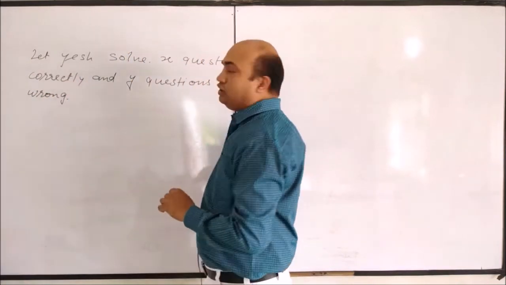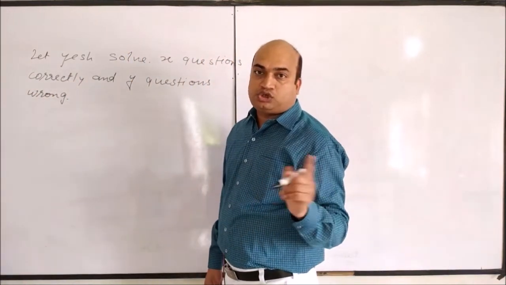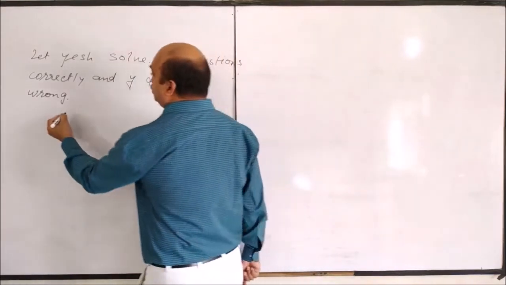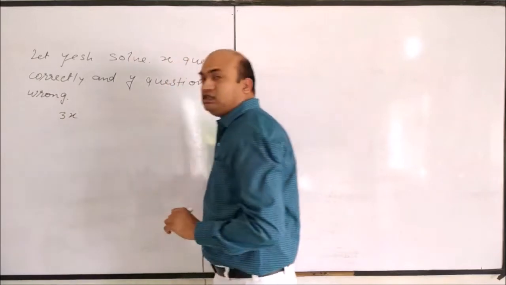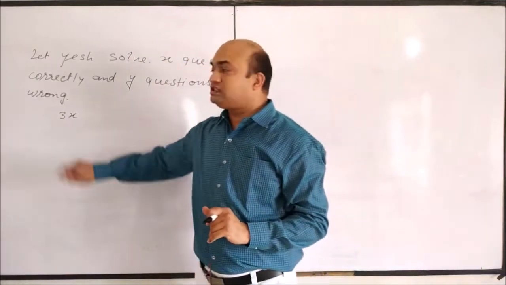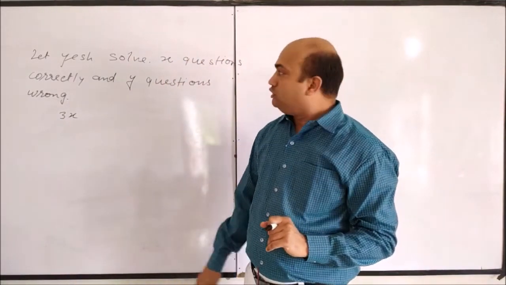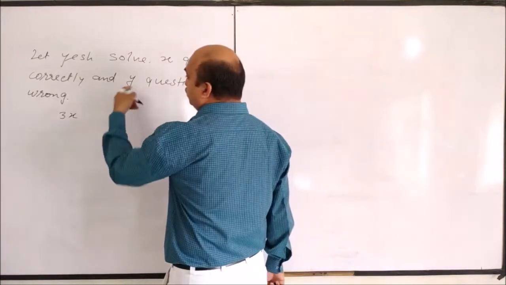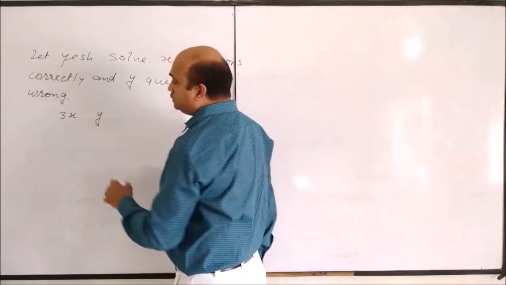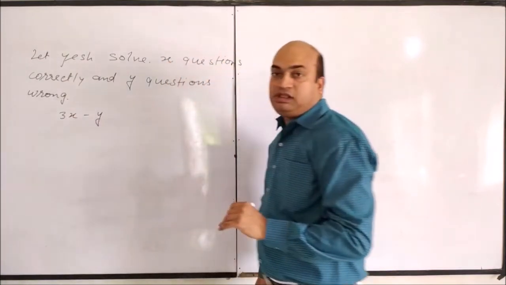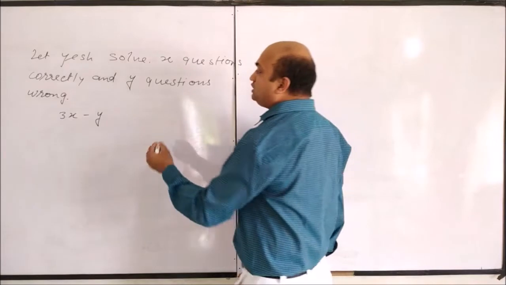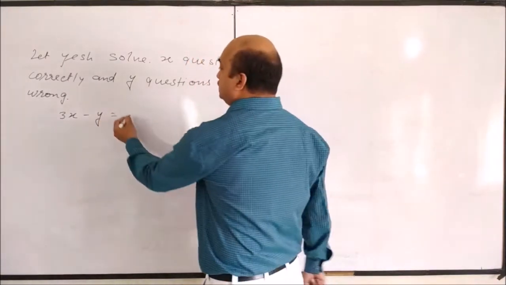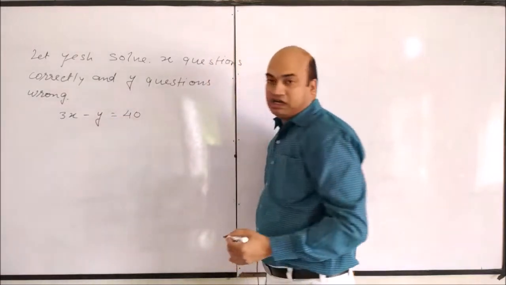You see, for each correct question, he will get 3 marks. So, total 3x marks he will get by solving x correct questions. And for each wrong question, he has to lose 1 mark. He has solved y number of wrong questions, so y marks will be reduced. So 3x minus y is the total marks he will get, that is his total score, 40 marks.